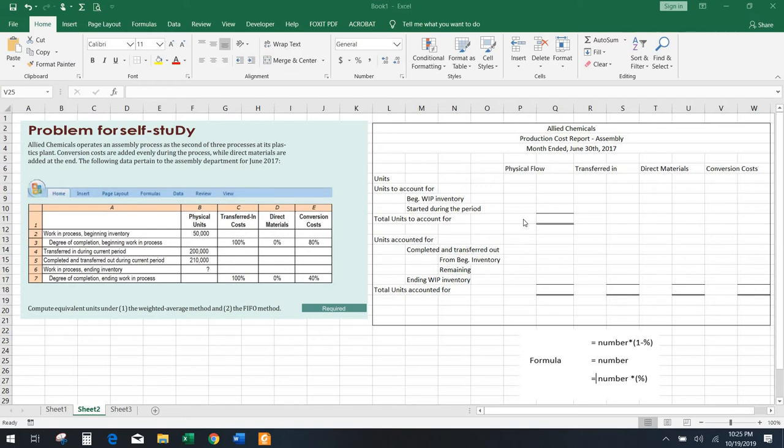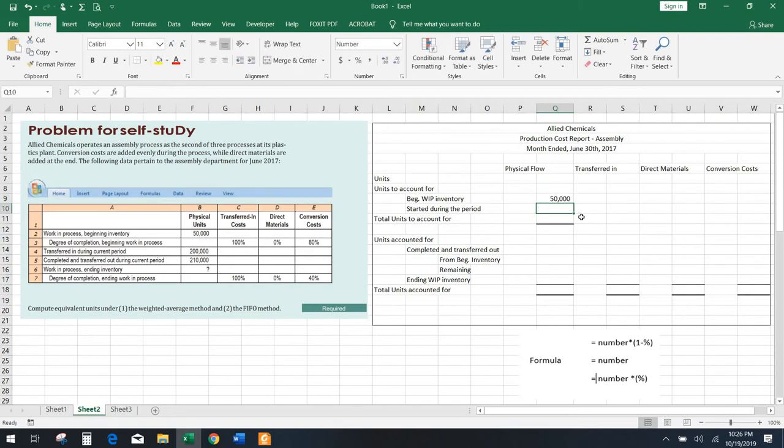Okay, so first thing we're going to do is just fill out the actual data into the form, and then we'll go about doing what they ask: compute the equivalent units under the weighted average method and the FIFO method. And like I said, we'll do the FIFO method. So first let's just fill out the data. We'll go to units, work in process, beginning inventory. So right here, work in process, beginning inventory, 50,000.